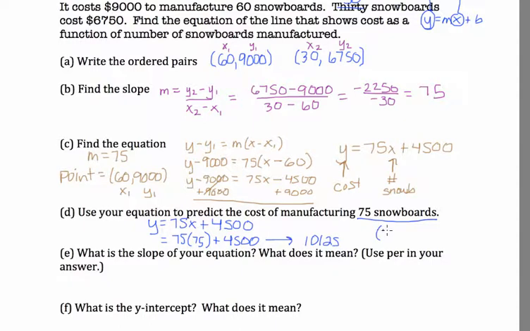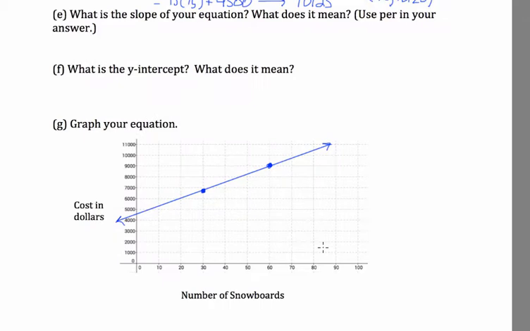Let's write that as an ordered pair. We know when the x is 75, the y will be 10,125. Let's move down to our graph so we can put that point also on our graph. So we'll find x is 75, y is 10,125, just kind of right above. And it should line up. If our line is right on, it'll line up right with our line.